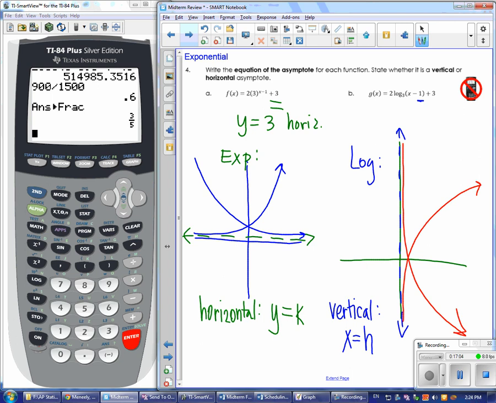And what you also have to remember within the parentheses is that it's always going to be opposite the number you see. So if I take a look at g of x, if it's a logarithmic function, I know it's going to be x equals. And even though I see x minus 1, I need to remember that my h value is a positive 1. And again, this is going to be a vertical asymptote.